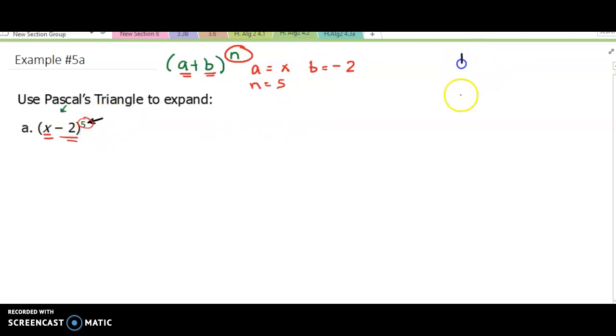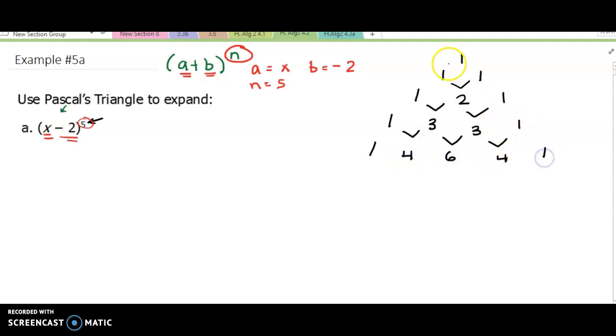Okay, so I start with a 1, and then on the outside it's 1 and 1. And then I start on the outside, a 1. Now 1 plus 1 is 2, and then a 1 on the outside. My next row is going to have 4 terms in it, so I start with a 1. 1 plus 2 is 3. 2 plus 1 is 3. And then a 1 on the outside. Now I start with a 1 again. 1 plus 3 is 4. 3 plus 3 is 6. 3 plus 1 is 4. And then I end with a 1.